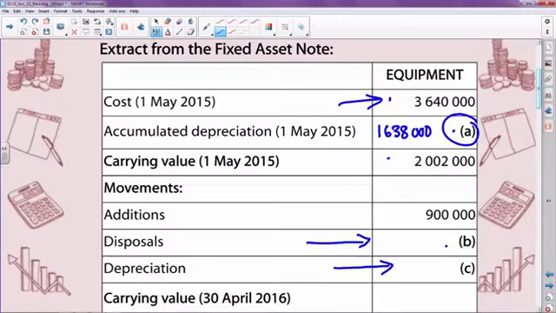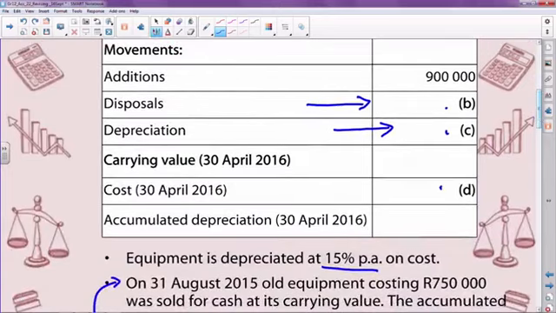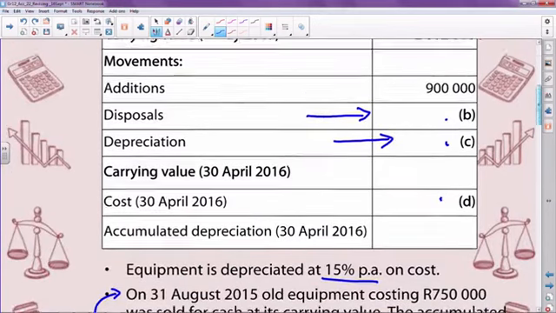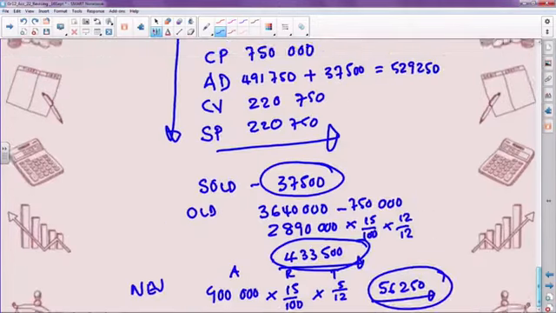Welcome back, grade 12s. Yes, we've calculated A, B, and C. The last one that we need to calculate is D, the cost price of your vehicles at the end of the year. So immediately, this is what you do. You start off with your 3,640,000. Let's do that.